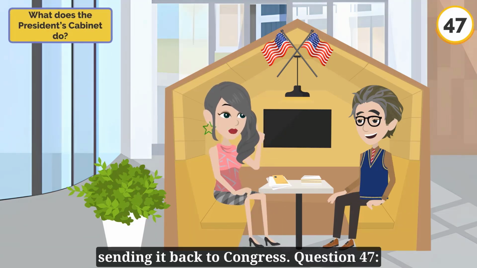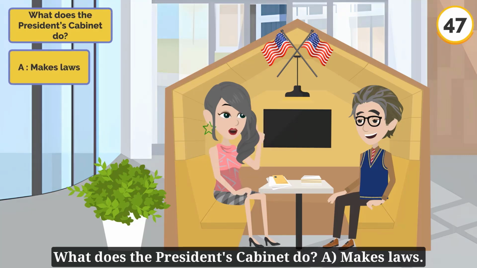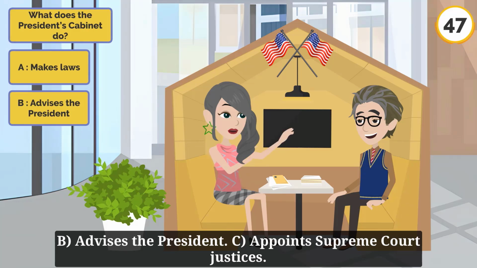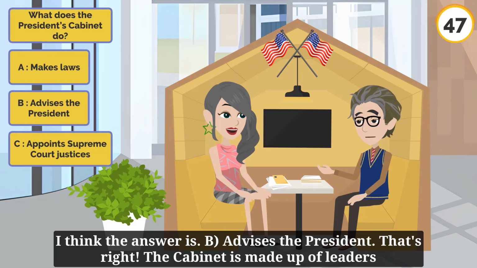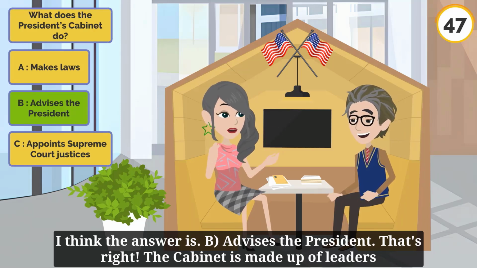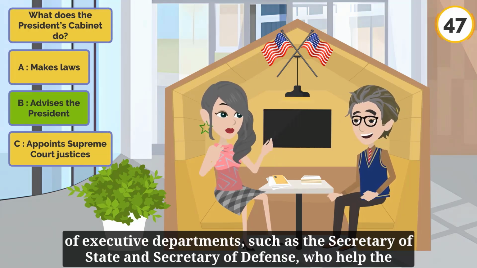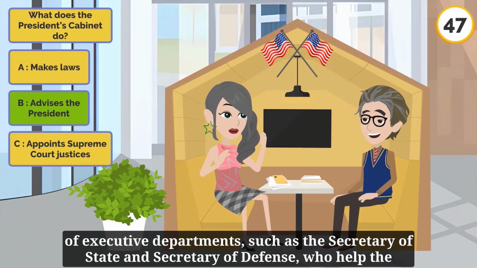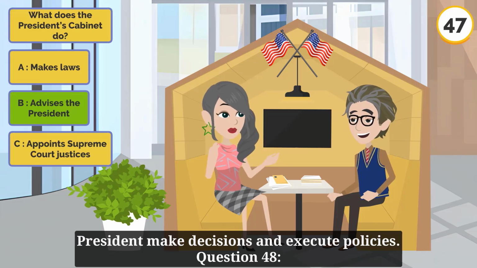Question 47. What does the President's cabinet do? A. Makes laws. B. Advises the President. C. Appoints Supreme Court justices. I think the answer is B. Advises the President. That's right. The cabinet is made up of leaders of executive departments, such as the Secretary of State and Secretary of Defense, who help the President make decisions and execute policies.